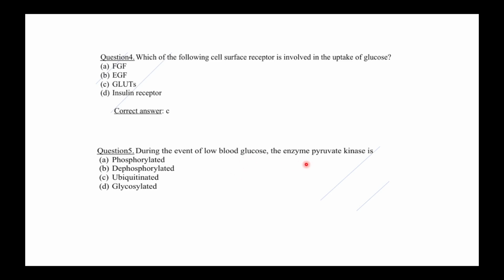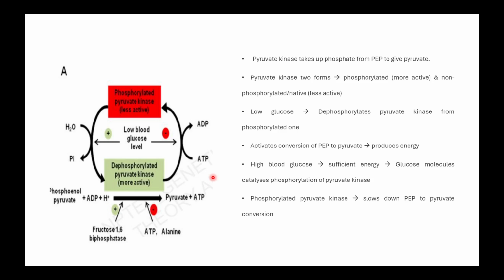True, because when it's dephosphorylated, that is the active form of pyruvate kinase, right? So when it's the active form of pyruvate kinase, then PEP won't accumulate, as it will be readily converted to pyruvate to give ATP. And when it's phosphorylated, it is less active. Right? So this is the same pathway that we are looking at. Okay, the same slide, the same thing we read earlier.